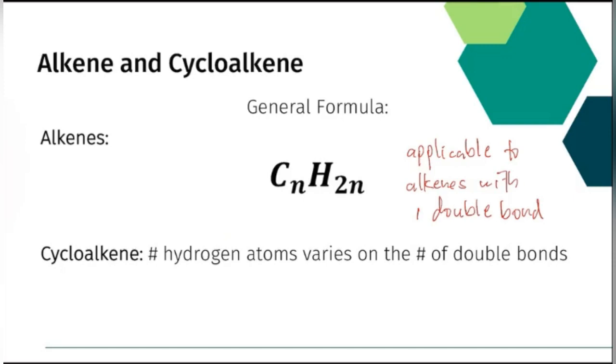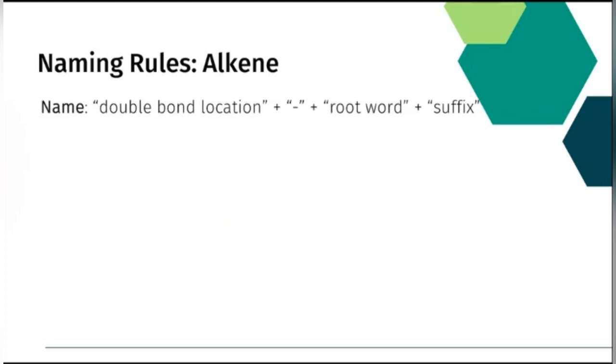So let's proceed to the rules in naming alkenes. In naming alkenes, you should take note of this. The name will have the double bond location. Next to the location, there will be a hyphen, then the root word, then plus the suffix. Later we will be seeing how we write the name of these alkenes.